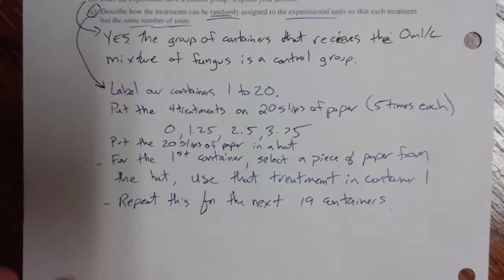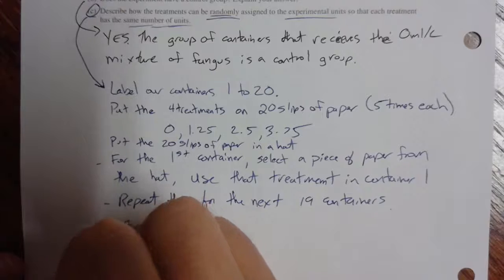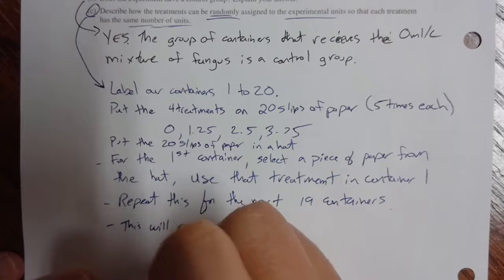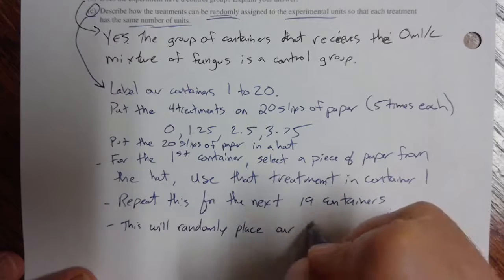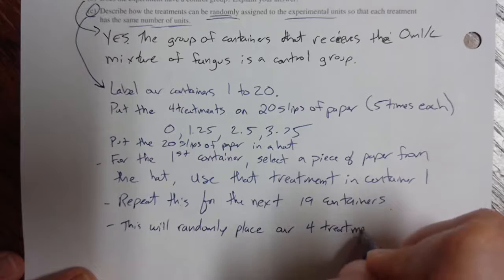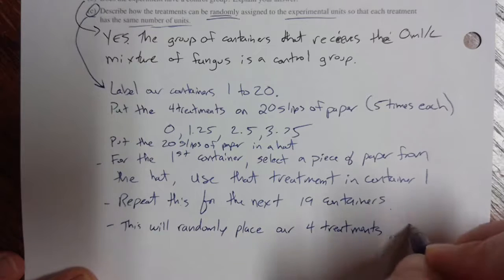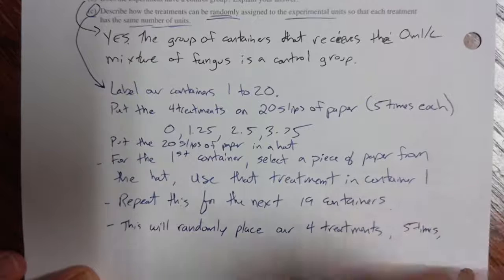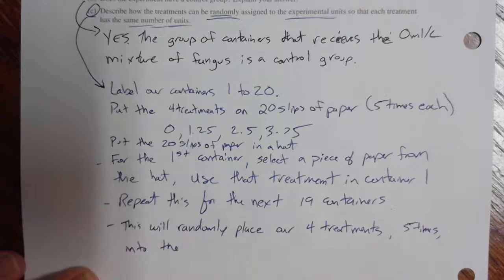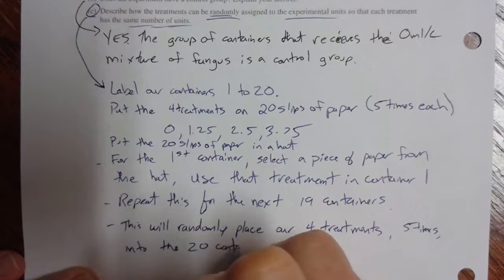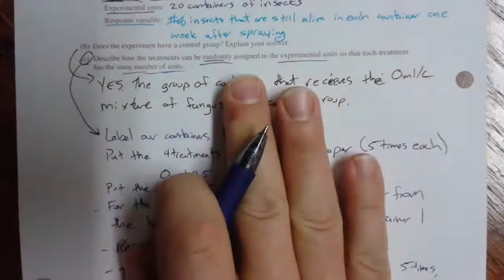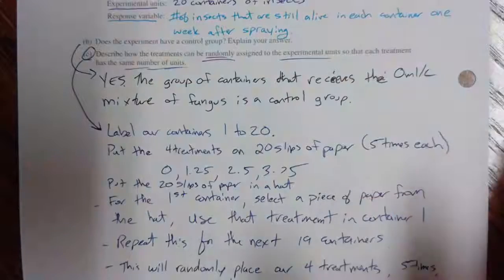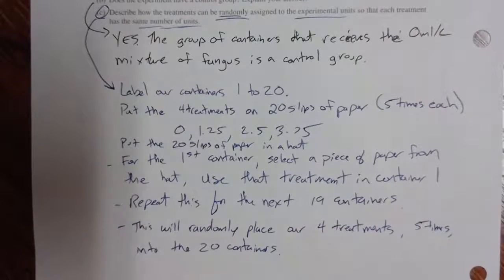And this will randomly place our 4 treatments 5 times into the 20 containers. And then after a week we can measure what we want to measure, but we don't have to do that with Part C. Part C just says describe how the treatments can be randomly assigned. And we've just done that, and that's all there is to that.